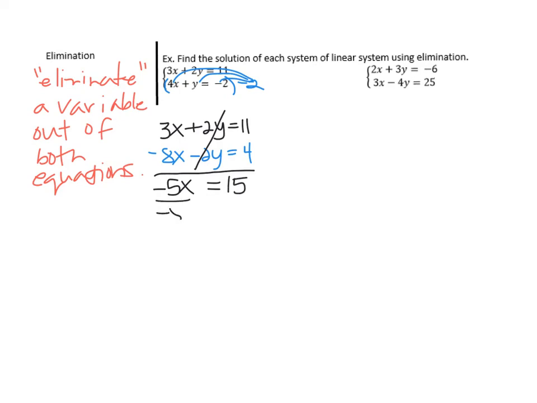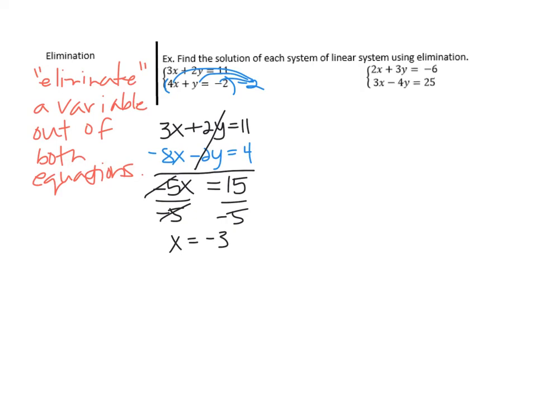To get x by itself, now just divide both sides by negative 5. And x should equal negative 3. Now the trade-off for this one is now you have to plug it back into one of the original equations to figure out what y is. This may or may not be a little bit of work.